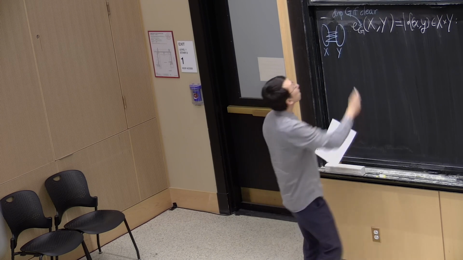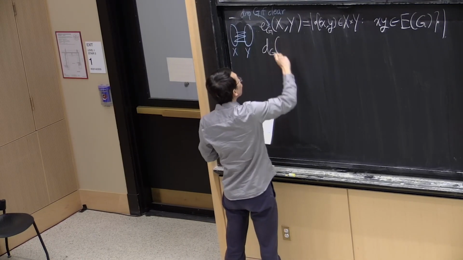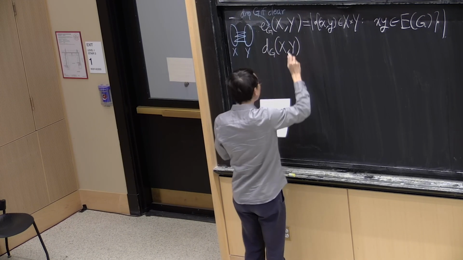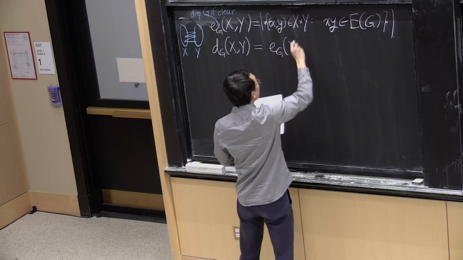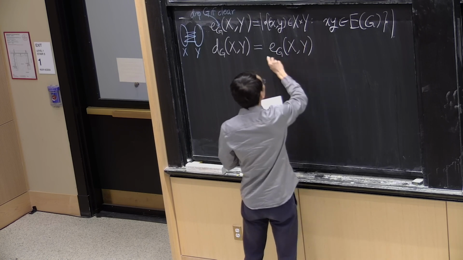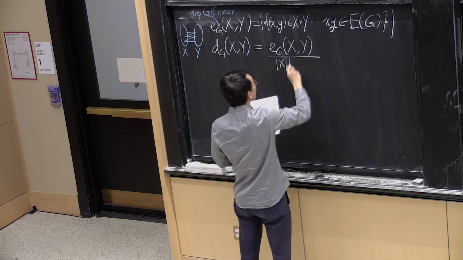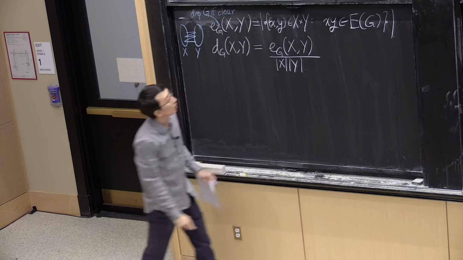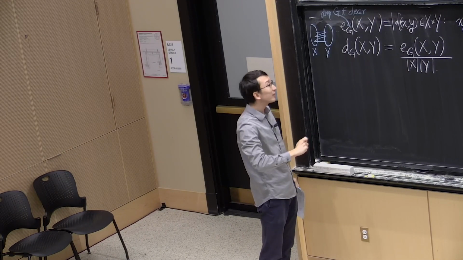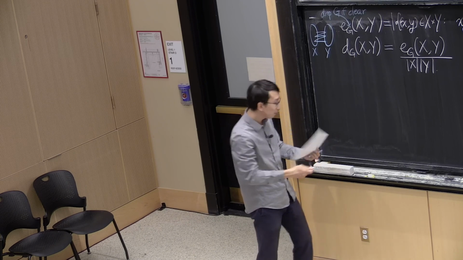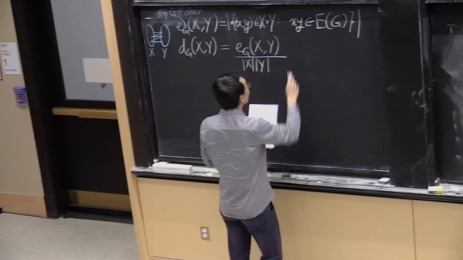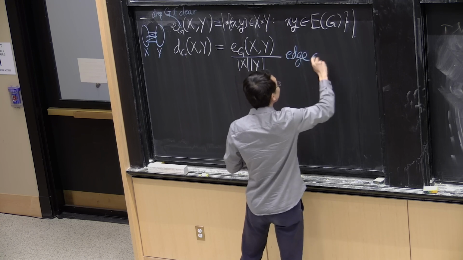We're also going to look at the edge density between X and Y, and this is simply the number of edges divided by the product of the sizes of the sets. So what fraction of the possible pairs are actual edges? So from now on, I'll refer to this quantity as edge density.